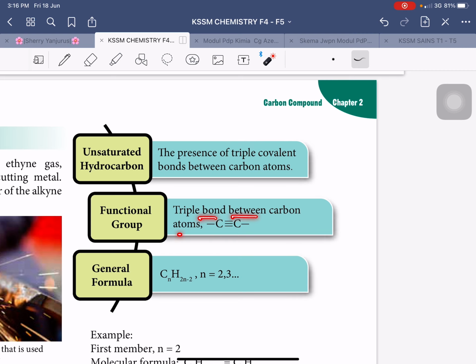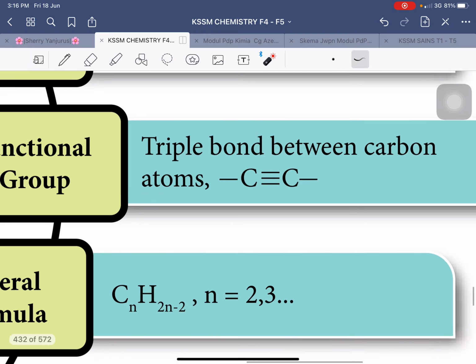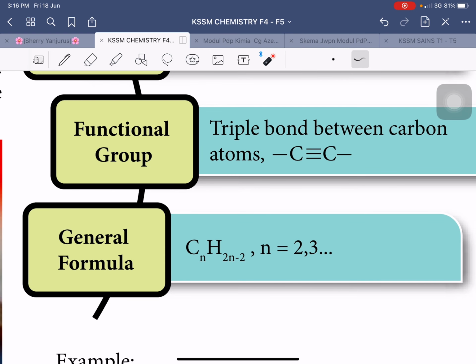Triple bond between carbon atoms looks like this lah. Okay, C and then in between them ada triple bond. Remember, satu C hanya boleh ada 4 ikatan, so already have three, so another one here lah. Okay, simple saja. General formula is CnH2n minus 2. N starts from 2, 3 and so on. Remember, the alkene also kan starts from 2, 3 and so on.